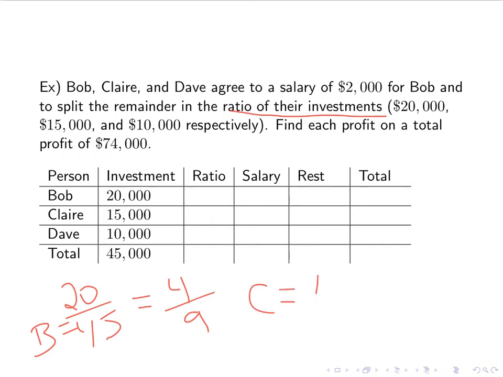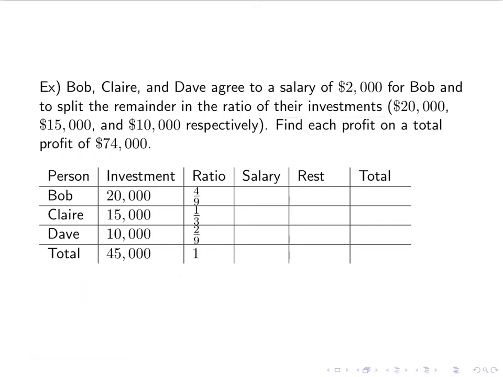For Claire, again, I'm going to cancel the zeros. We're left with 15 over 45. Cancel a 15 and you get 1/3. And then do the same thing for Dave. 10 over 45, cancel the 5s, and we're going to have 4/9 for Bob, 1/3 for Claire, 2/9 for Dave. And again, you want to make sure that the total ratio is 1. So always check that when you add up your ratios, they're 1.